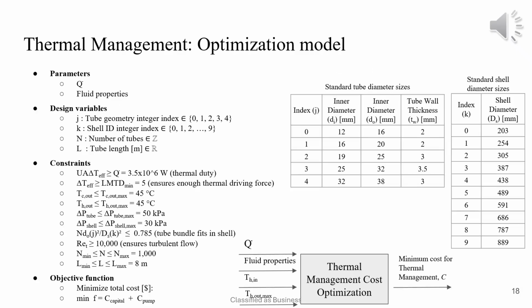For subsystem 3, the thermal management system, the parameters are the heat input and the fluid properties. The design variables are table indices for tube geometry and shell geometry, the number of tubes, and the tube length. The constraints include lower bounds on the thermal duty, effective temperature delta, and Reynolds number, upper bounds on the outlet temperatures, pressure deltas, and tube bundle spacing, as well as upper and lower bounds on the number and length of the tubes. The objective function for this subsystem is to minimize the costs of construction and operation.